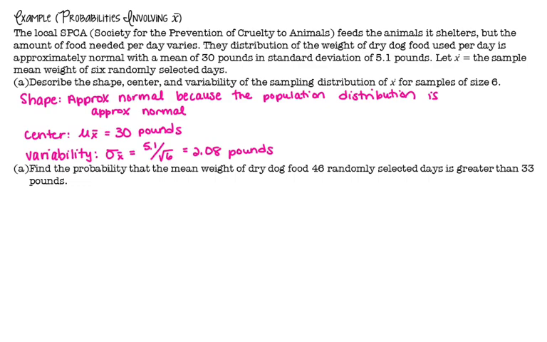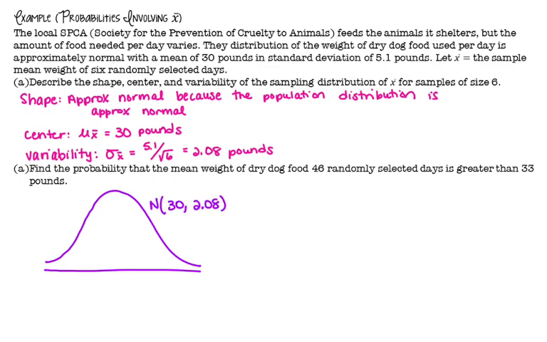Now, find the probability that the mean weight of dry dog food for 6 randomly selected days is greater than 33 pounds. Oops, this is supposed to just say 6 randomly selected days like it has above.